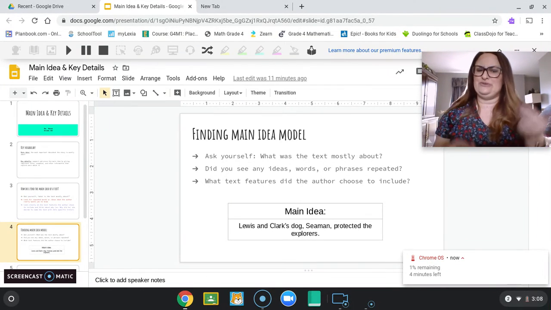I also noticed, to step three, the text features they chose to include. The title is called Their Faithful Companion. Faithful, I know, means loyal. Someone that doesn't leave your side, someone that protects you and looks out for you.